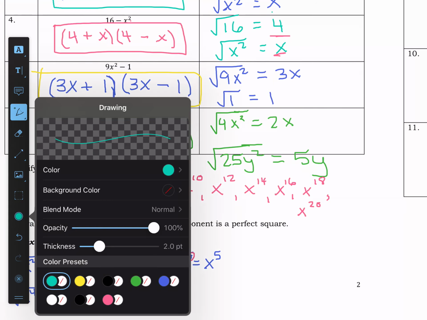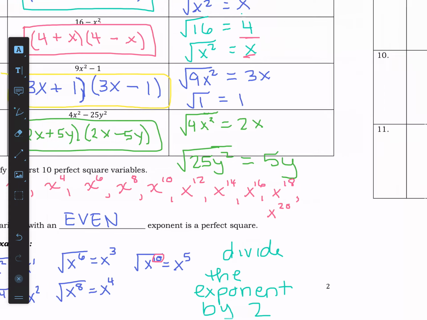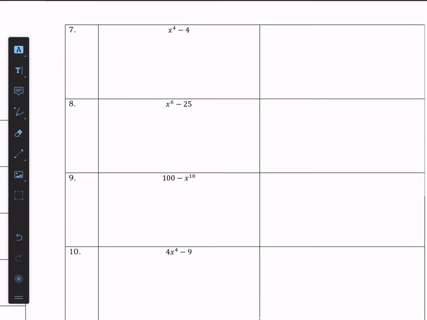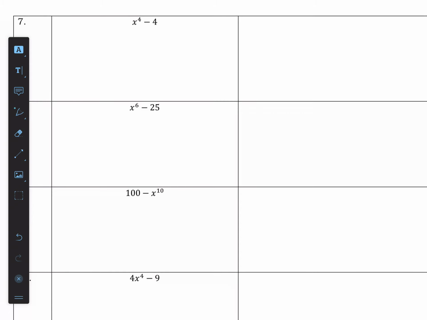So the pattern that is appearing is that when I take the square root of a variable to an even exponent, all I need to do is take that exponent and divide it by 2. So when you're doing this with a variable to an even exponent, you divide the exponent by 2. And that's all you need to remember for those types of problems. And we're going to practice that now on the next page.